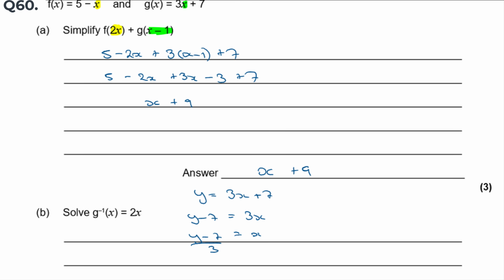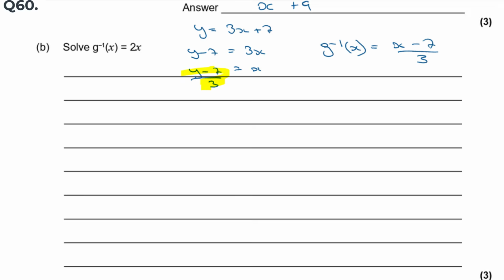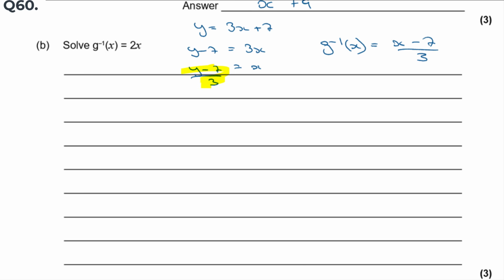Okay, so then once I've rearranged it like that, I can say that g to the minus 1 of x is going to be this expression here, but with the y replaced back with an x again. So it's going to be x minus 7 over 3. And the inverse function is, if you put a number into the function and get another number, the inverse function will take you back from that other number to where you started from. Okay, so that's my inverse function, g to the minus 1 of x, and I've been told that's equal to 2x, so I'm going to put it equal to 2x.